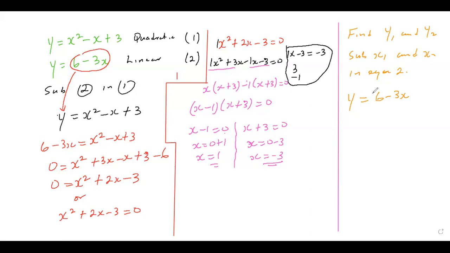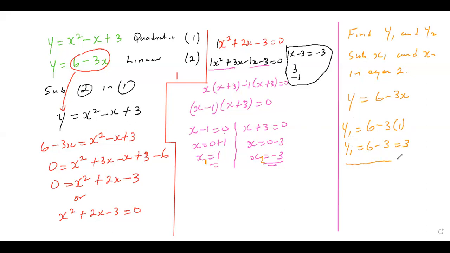All right, so what I am going to do, right? We are going to find y1. Y1 will be 6 minus 3 times x1. X1 is 1, so this is x1 and this is x2, right? So we're going to put 1 here. Then we say y1 will be equal to 6 minus 3 times 1, so that will give you 3, right?